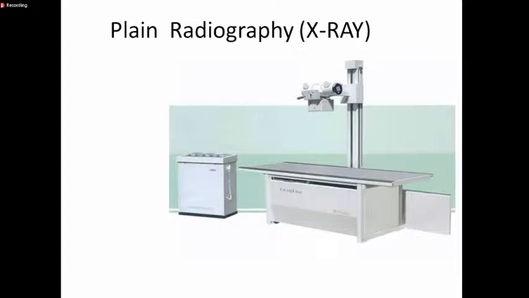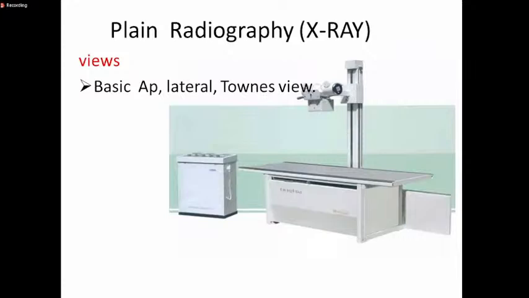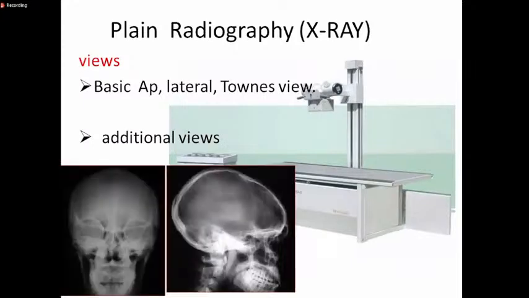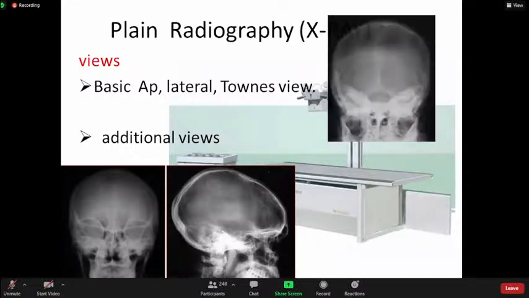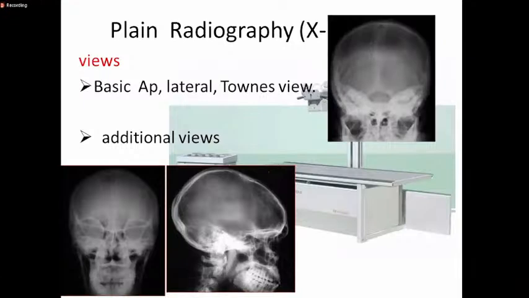This is an old machine, but we have modern ones which are now digital. And when you do radiography, there are very many views that you can do of the skull, for example. And this is really what you get when you do an X-ray of the cranium or radiograph of the cranium. This is a normal AP lateral view of the cranium, called Towne's view.